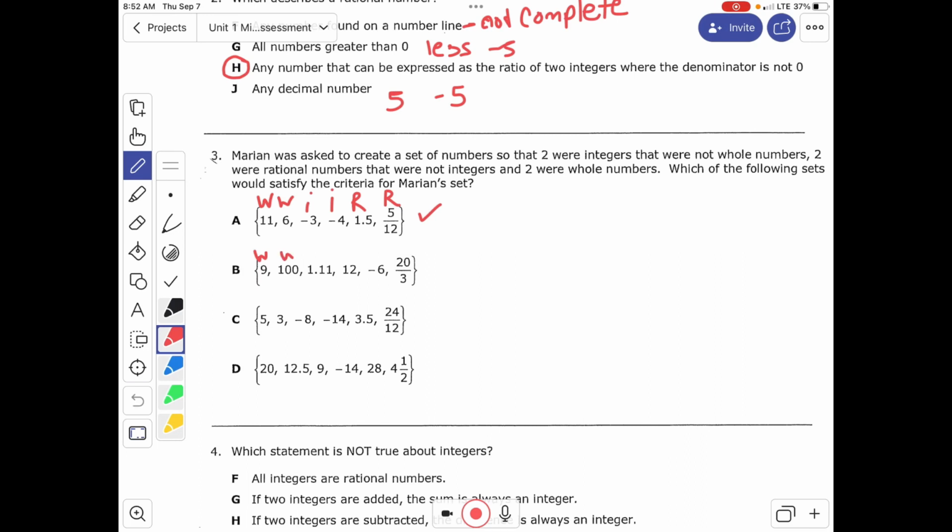9 is a whole number, 100 is a whole number, 1.11 is rational, 12 is whole, -6 is an integer, and 20 divided by 3 wouldn't come out even, so that means it's rational also. 5 is a whole, 3 is a whole, -8 is an integer, -14 is an integer, 3.5 is a rational, 24 divided by 12 would be 2, which is a whole number. 20 is a whole number, 12.5 is rational, 9 is whole, -14 is an integer, 28 is a whole, and 4.5 is a rational. So A was the correct answer.